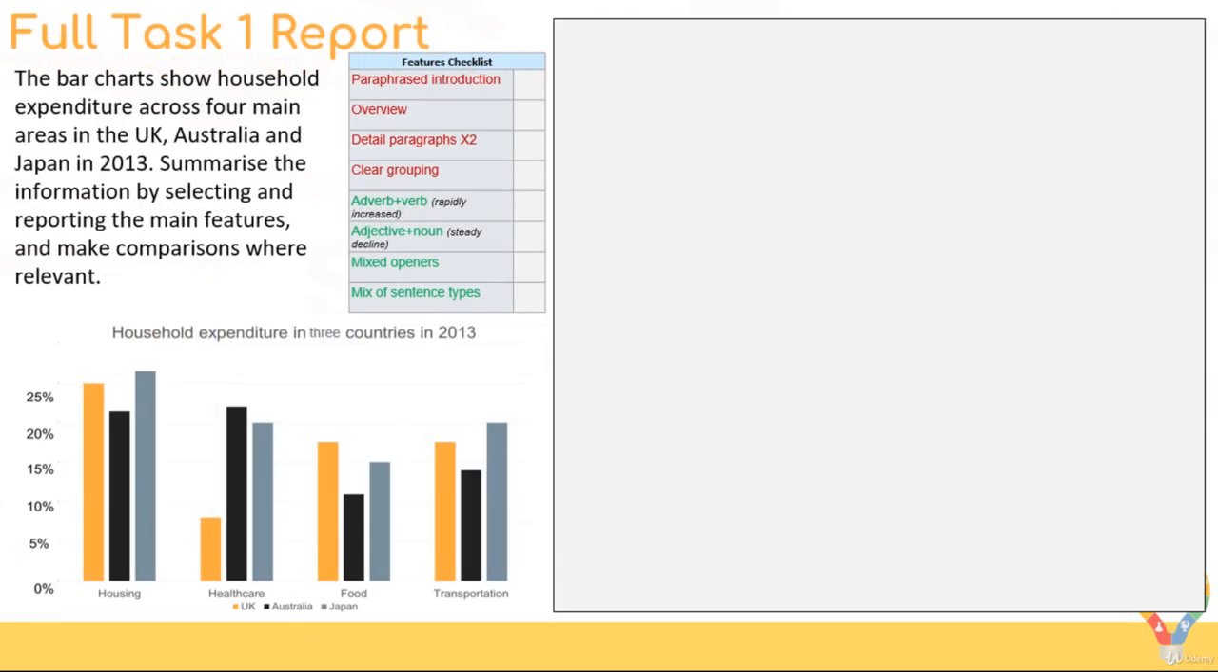We'll now move on to actually writing this report. I'm going to need to start with my paraphrased introduction. Again, let's take a look at the first part of the question. The bar charts show household expenditure across 4 main areas: housing, healthcare, food and transportation, in the UK, Australia and Japan in 2013. So, let's begin. The bar charts, they're given, just change it a little bit.